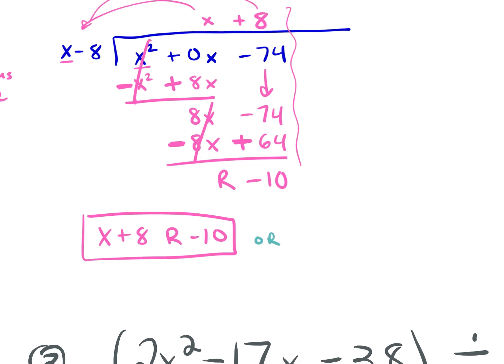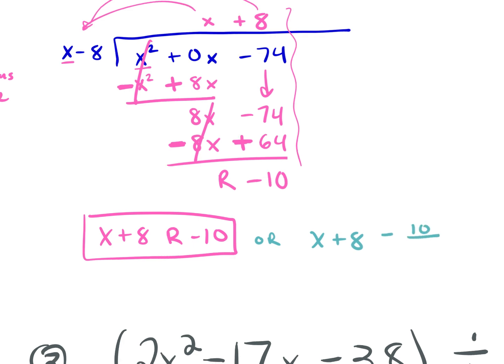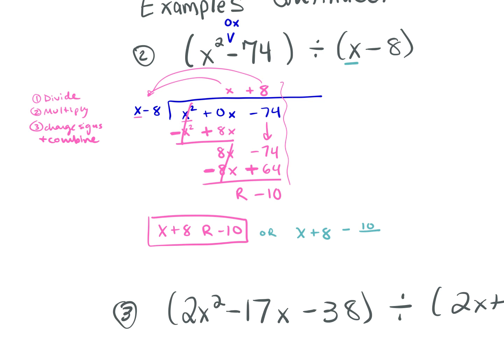WebAssign is going to want you to write it as x plus 8. And then our remainder is going to be written as a fraction. So because it's negative, I'm going to say minus 10 over whatever our divisor was. So x minus 8 is going to go in the denominator there. So this is how WebAssign is going to want it.